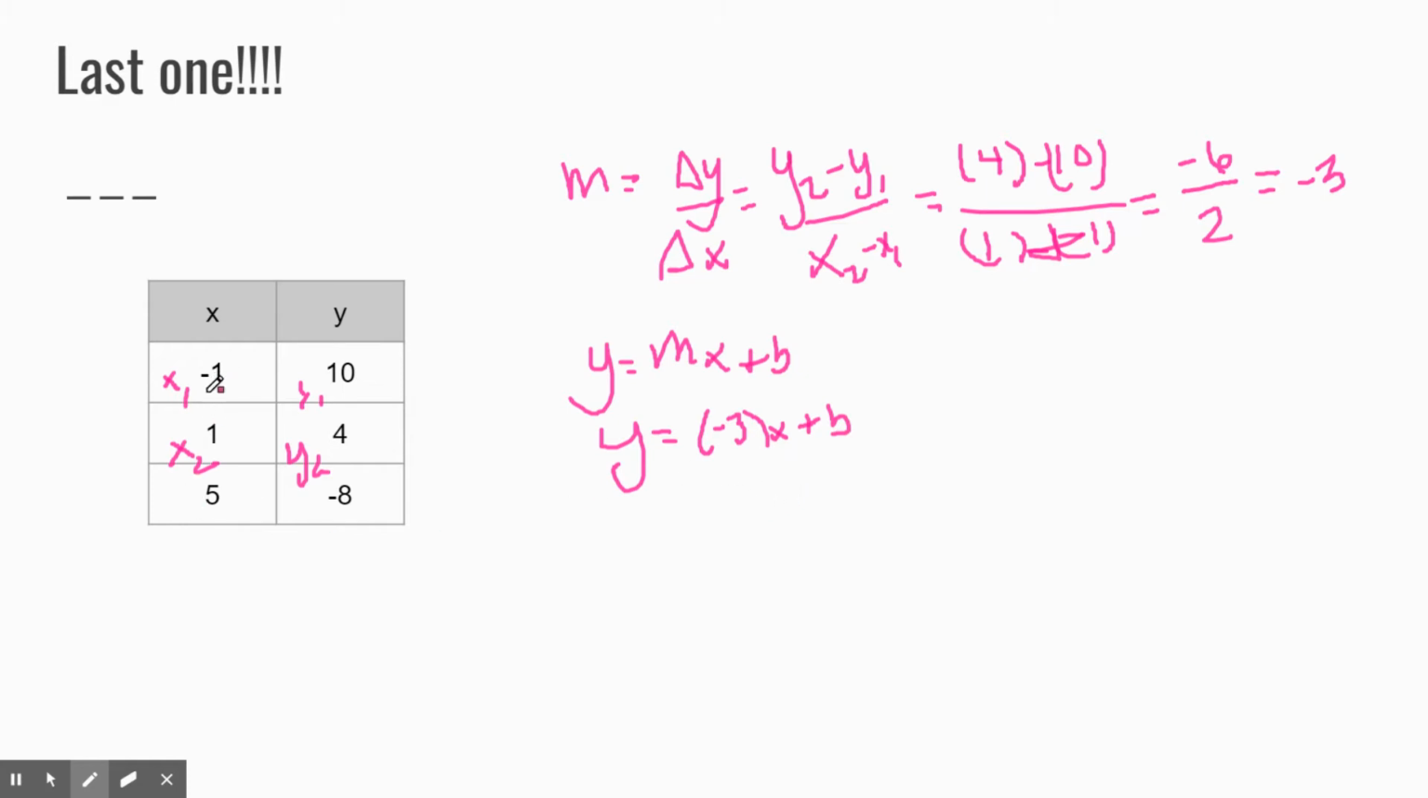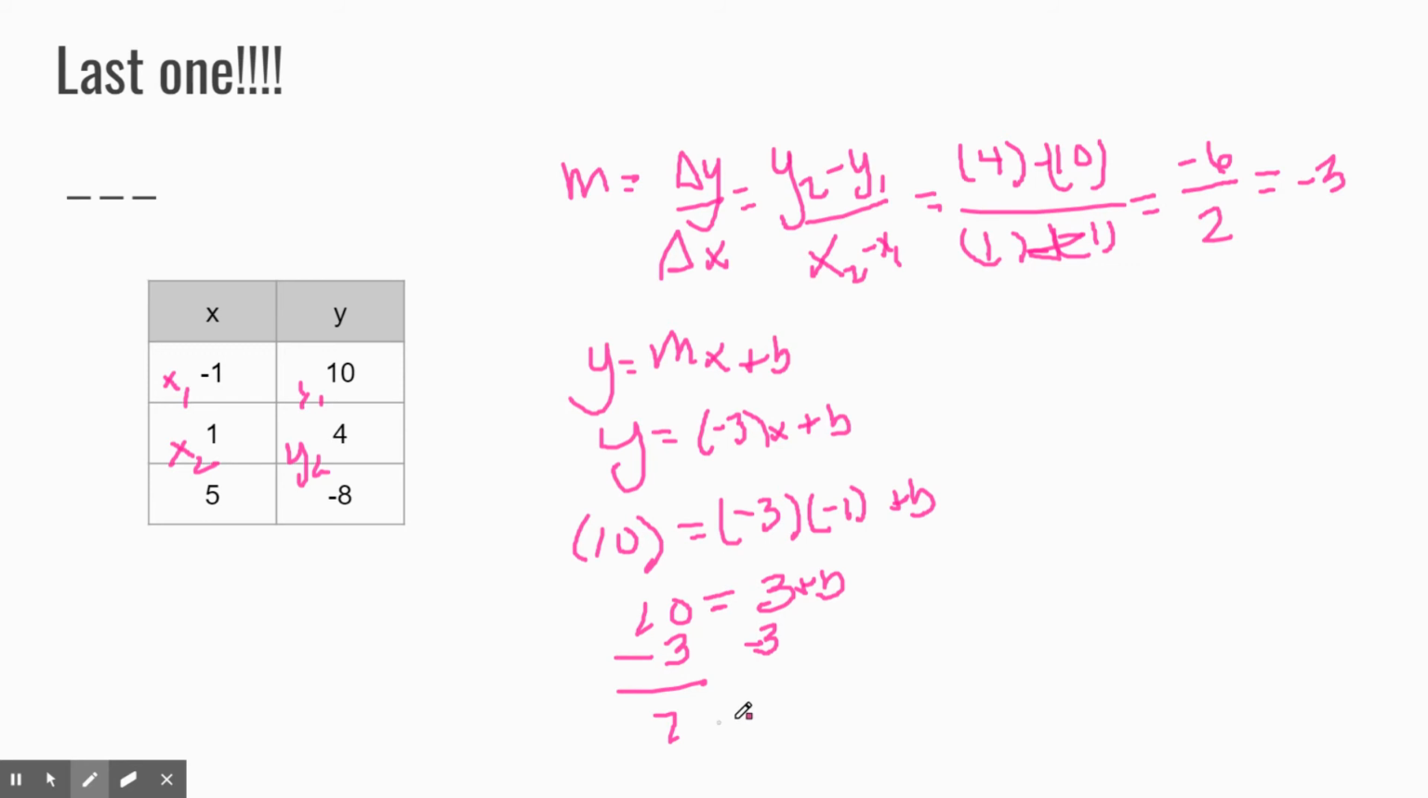All right, now I'm going to plug in a point. So I'm going to plug in 4 and 1 or 10 and negative 1, whichever you want to do. I'm going to do 10 and negative 1. So 10 is y equals negative 3 times negative 1 plus b. Negative 3 times negative 1 is going to be a positive 3 plus b equals 10. So now I'm going to go ahead and subtract 3 from both sides. That's going to give me 7 equals b. So my formula is y equals negative 3x plus 7.